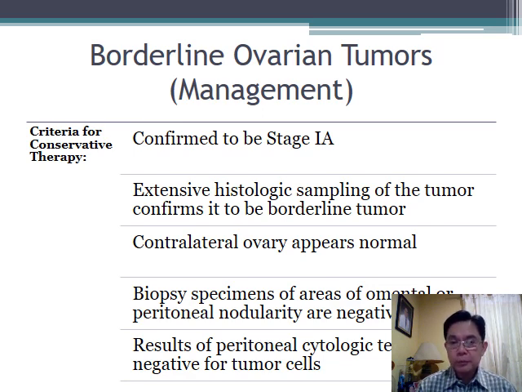3. The contralateral ovary, or the opposite ovary, grossly appears normal. 4. The biopsy specimens of areas of the omentum and peritoneal nodularities are negative for tumors. And lastly, the result of peritoneal cytologic examination is negative for malignant cells. So if this is satisfied, then a unilateral salpingo-oophorectomy, or removal of just the affected ovary, can be performed, and you can allow your patient to get pregnant and satisfy her desire for reproduction.